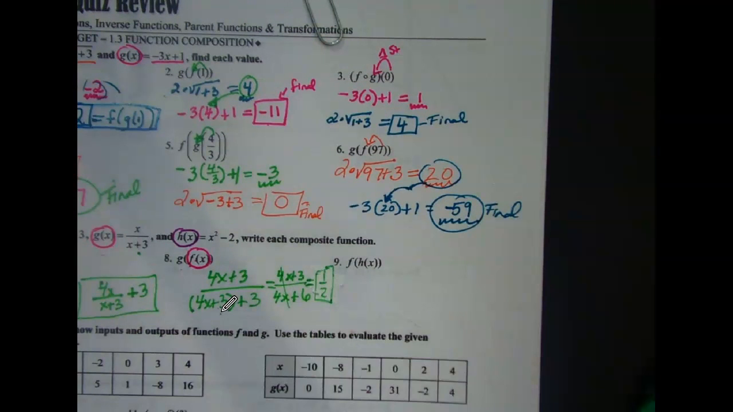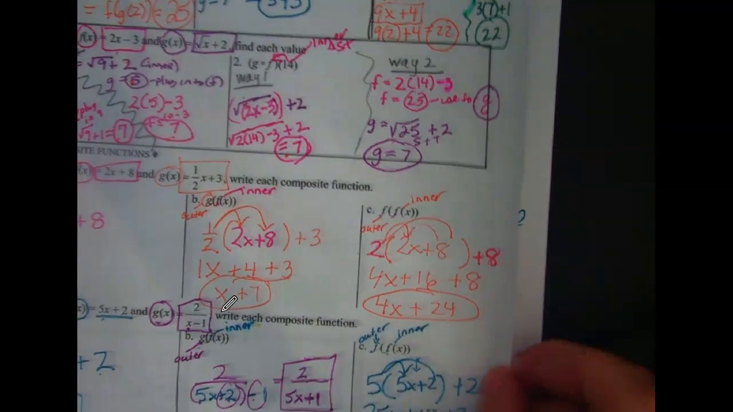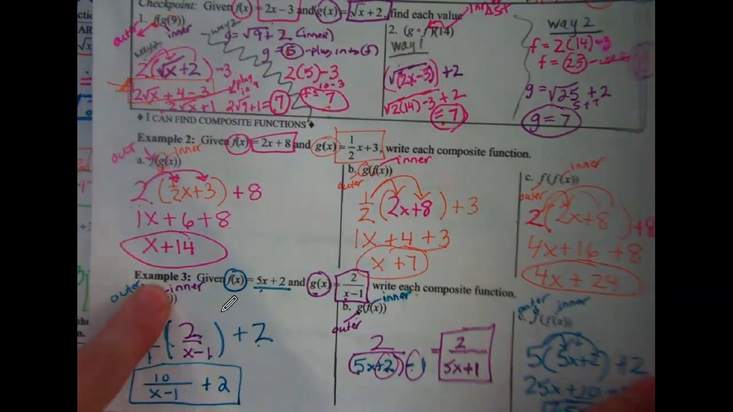This is one where we actually come up with a totally simplified answer. That's not going to always be the case. It's just sometimes the case. So again, for these bottom ones, revert back to example 3. On our note sheet, we have tons of different ones.